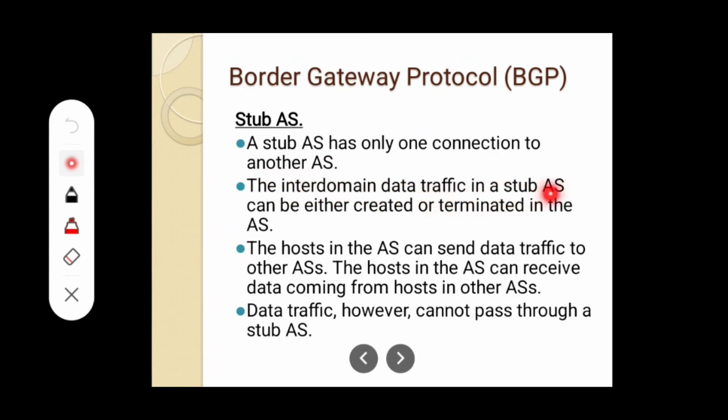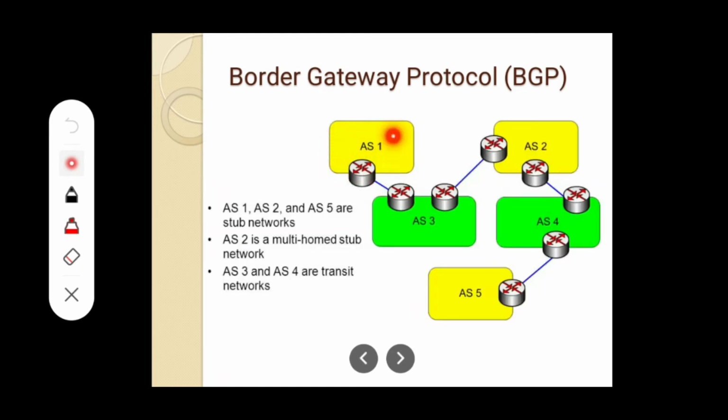Data traffic in a stub autonomous system can be either created or terminated in the autonomous system, which means the data traffic can be generated from this autonomous system, as you can see in this figure, and moved to any other autonomous system. It can also be terminated here: traffic can come from other autonomous systems and terminate in this autonomous system. That is the meaning.